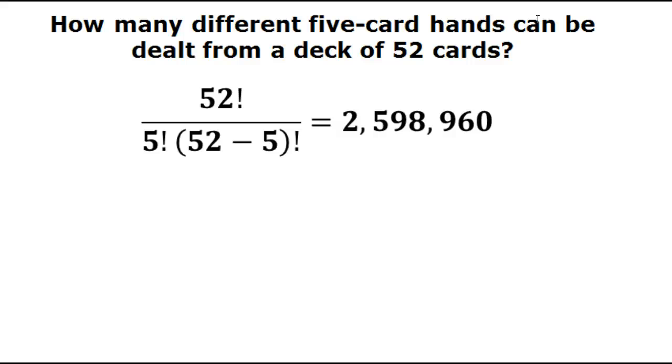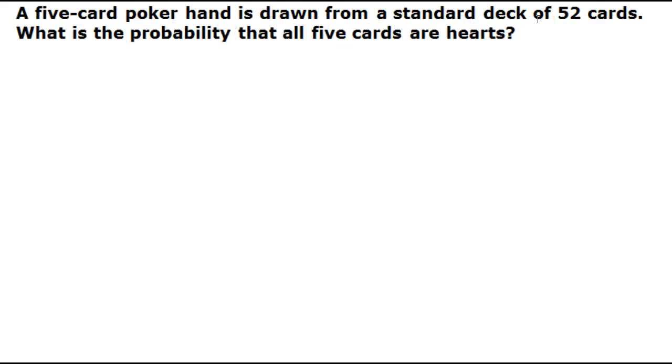Now let's look at this problem. This problem says a 5-card poker hand is drawn from a standard deck. What's the probability that all 5 cards are hearts? So first, remember our probability is the number desired, what we're looking for, divided by the total number possible. So the number desired, that's our first one. We've got it, and our desired one are 5 cards of all hearts.